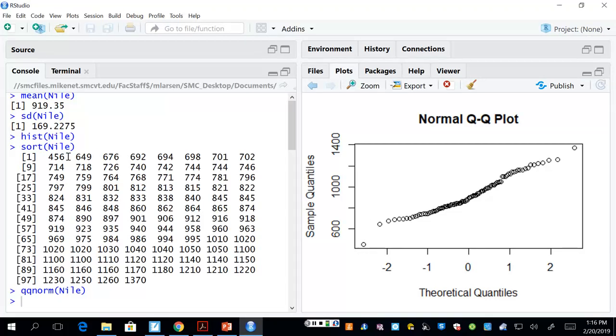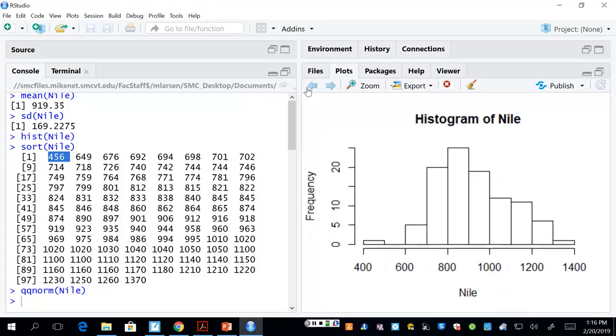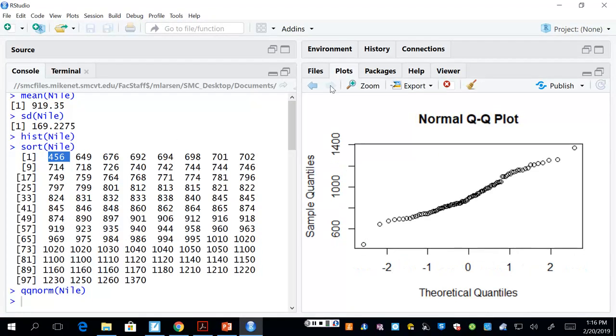So instead of having 456, one year with a particularly low flow of water, maybe drought conditions, right? If that one had been bigger, it would have fit a little bit better with the normal pattern. At the upper end, this one, if it was a little bit lower maybe, but it's not too much off. This Nile is not too different from normal. And so the normal quantile plot, this probability plot, is pretty close to straight.